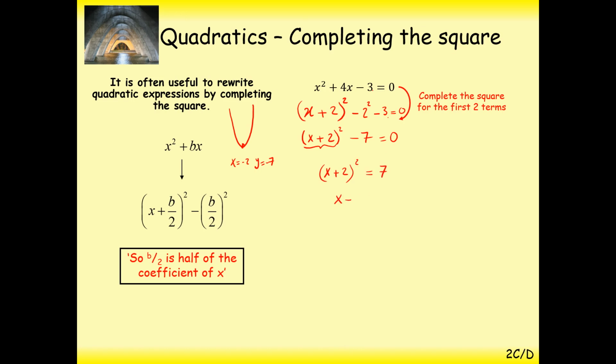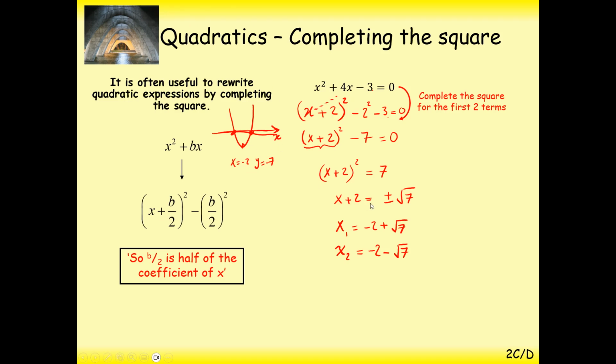Then you could take the square root of both sides. You end up with plus and minus root 7, and you subtract 2. So you end up with minus 2 plus root 7 as one of the answers, and the other answer, I'm going to use a subscript here to indicate that there are two possible answers, minus 2 minus root 7. So those are the coordinates where the graph would cut the x-axis.